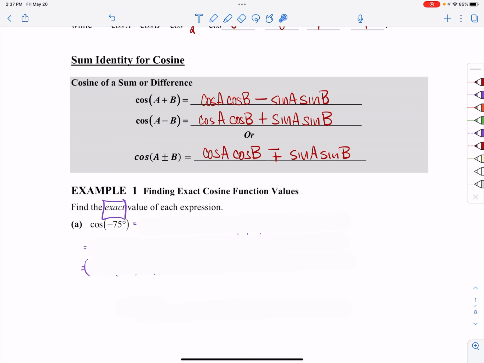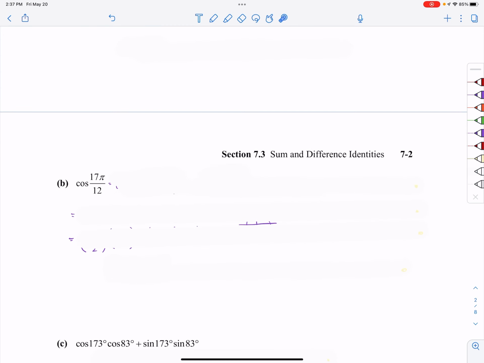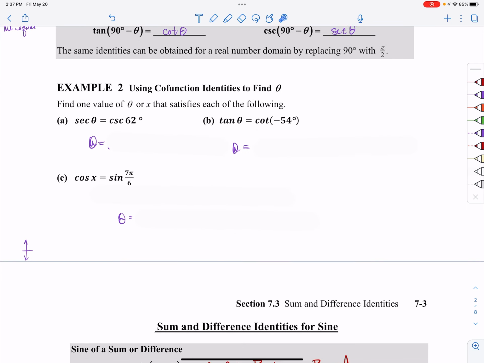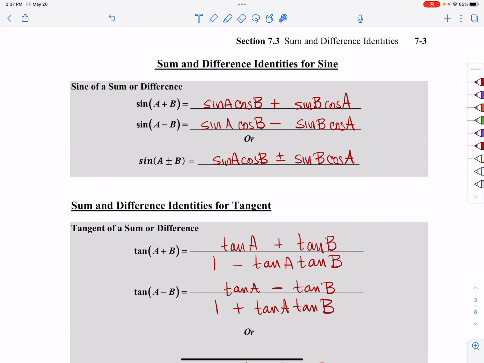Now, I'm going to skip down in the notes. If you'll go all the way down to page 7-3, it gives more identities: the sum and difference identities for sine, and the sum and difference identities for tangent. So let's go ahead and give you these identities. That'll be the end of the first video, and then we will move on.